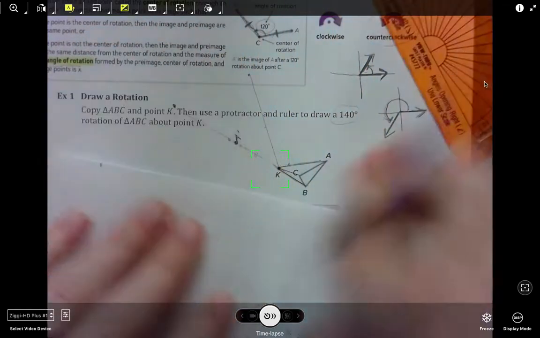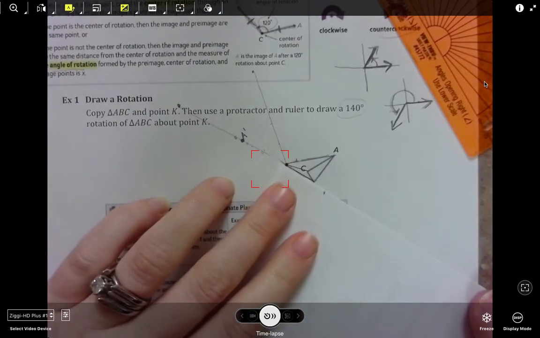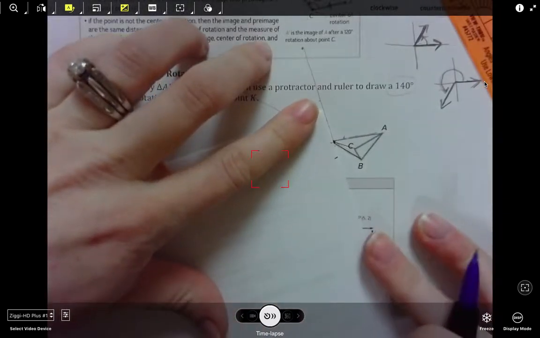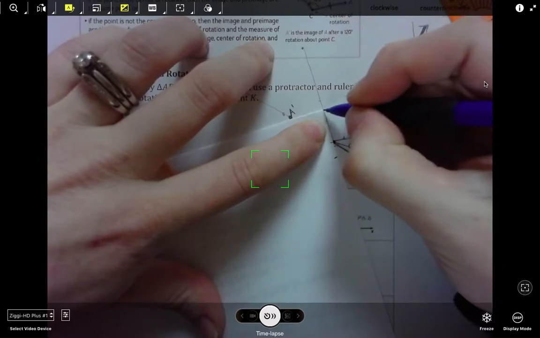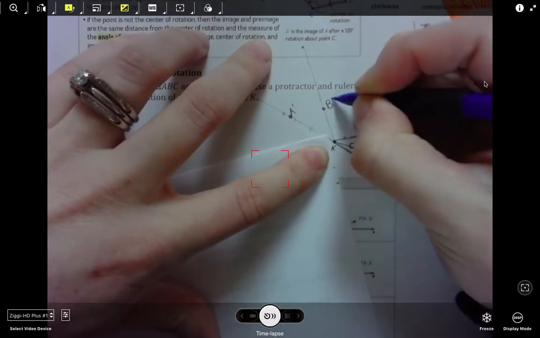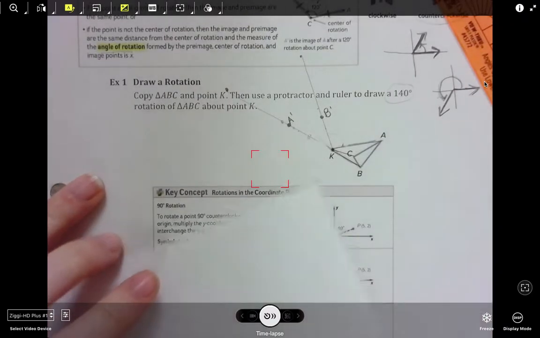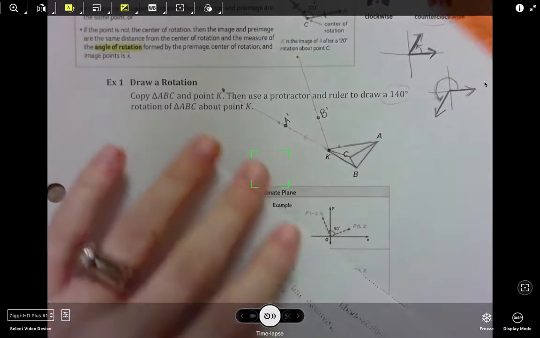Something like this, okay? Measure where B is. And then this is where B will go. B prime, just like that, okay? If I went too fast there, go ahead and rewind this video if you didn't catch all that.